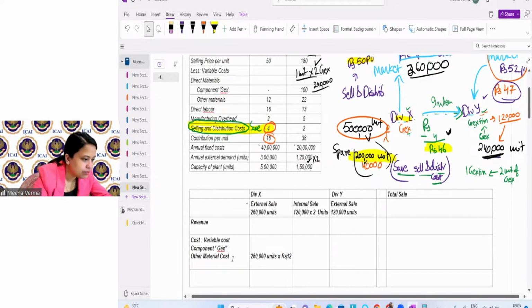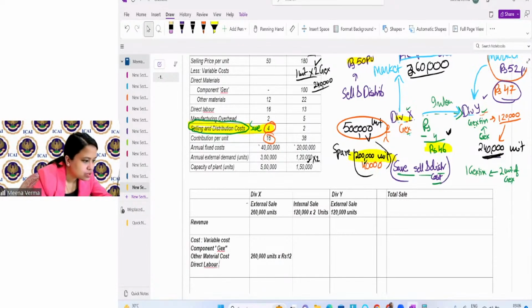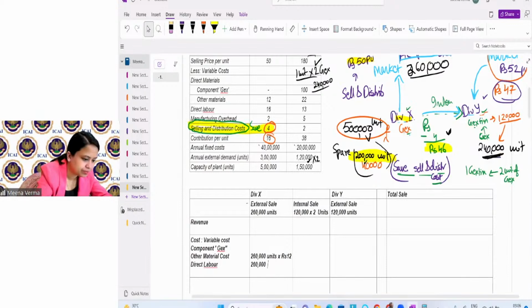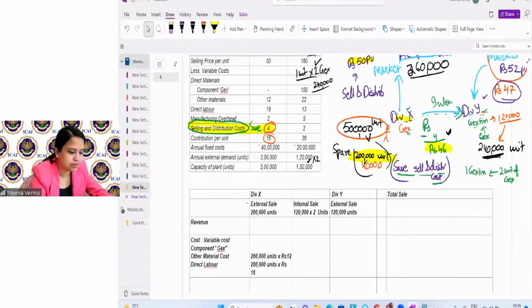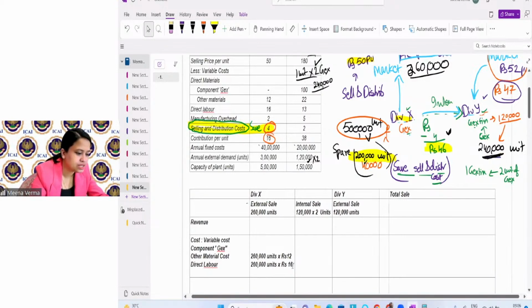Okay, what else do you have? You are using direct labor. What is the direct labor cost here, since you are producing 260,000 units? Rupees 16 is the labor cost here. Okay, next is what? After labor, what do we have to consider? Manufacturing overhead.